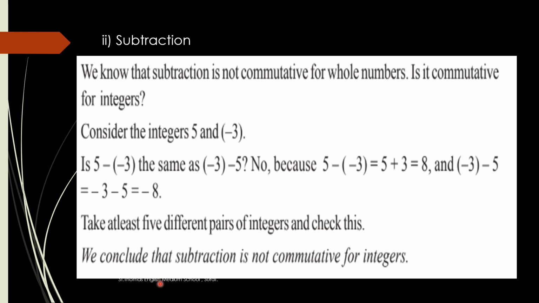So what we can conclude? Subtraction is not commutative for integers. Subtraction is not commutative for whole numbers, last year we have studied, and this year we are studying that subtraction is not commutative for integers. Clear? That means when we change the numbers in any order, the answer is not same for subtraction.